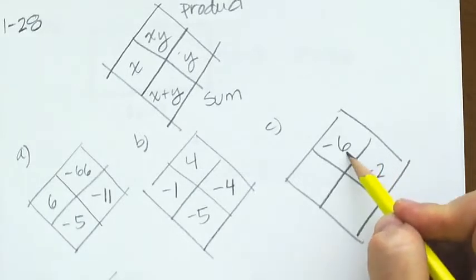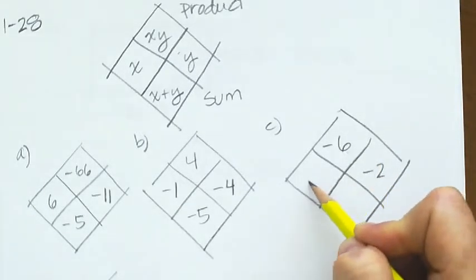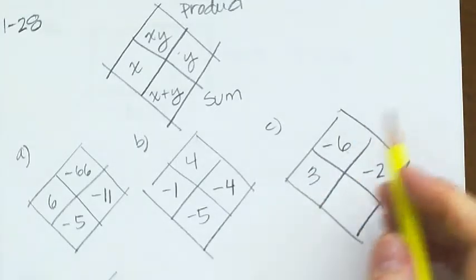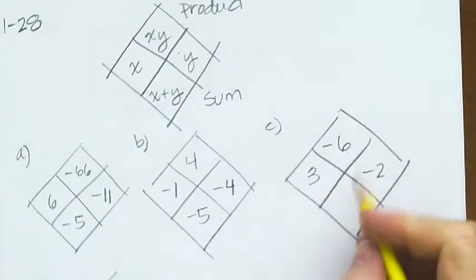So here we have the product. We know -2 times something is -6. Well, that's got to be +3. And then we're going to add 3 and -2. So that would be 1.